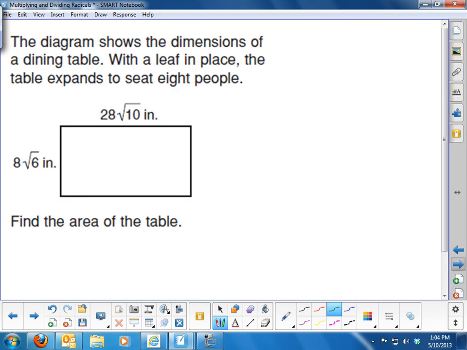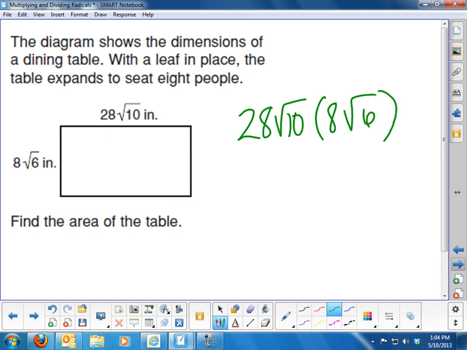Okay, let's see if we have maybe 1 or 2 more. The diagram shows the dimensions of a dining table. With a leaf in place, the table expands to seat 8 people. Find the area of the table. Okay, so if I want to find area, I just multiply length times width. So I have 28 square roots of 10 times 8 square roots of 6. Let's do the multiplication. 28 times 8. What does that give me?